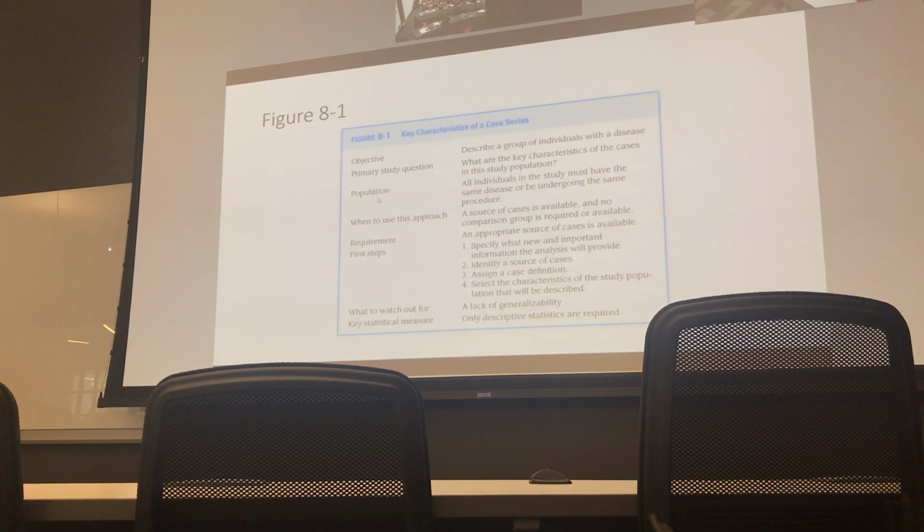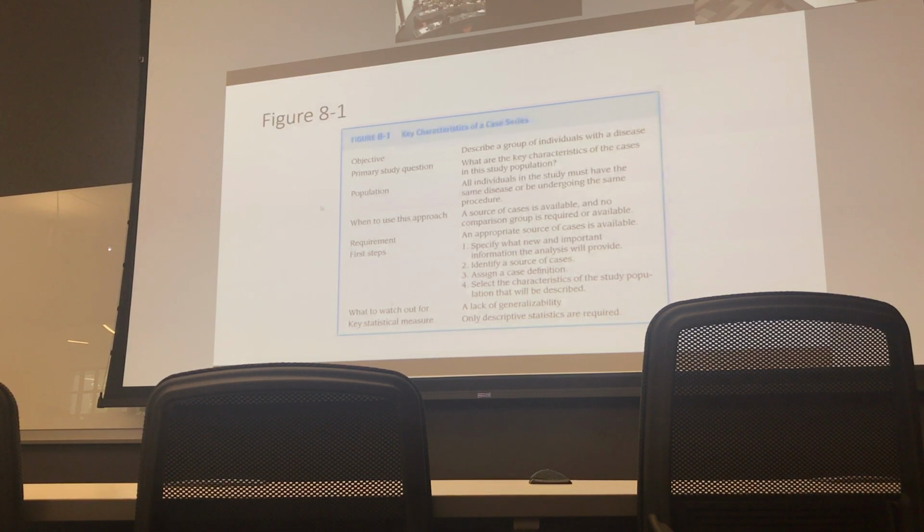The other objective population: all individuals in the study must have the same disease or be undergoing the same procedure. So everybody has that blue rash. When to use this approach: a source of cases is available and no comparison group is required or available. So when do you use case series? You notice that cases are coming in. You're a clinical pharmacist seeing patients come in with this blue rash, and that's your case, what you call it. Requirements: an appropriate source of cases available, so patients are coming into your pharmacy.